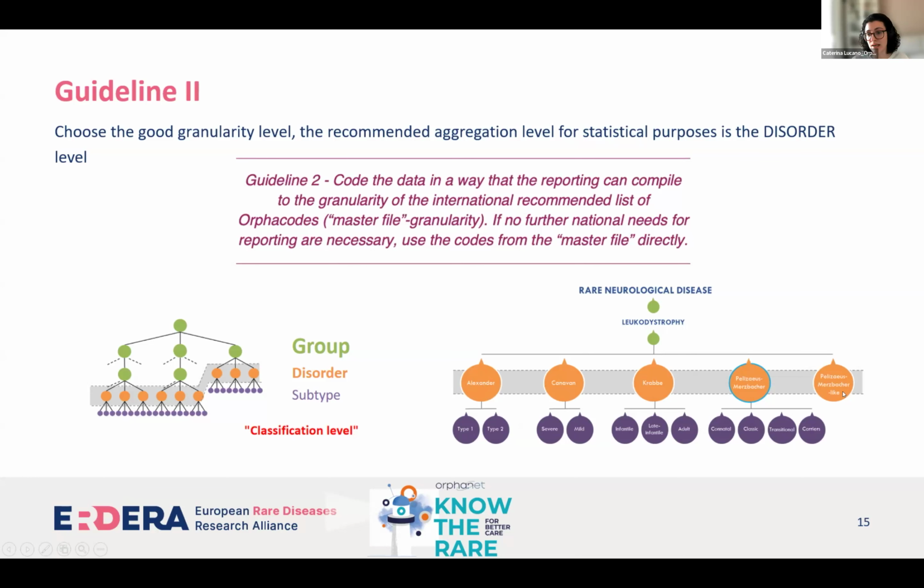If you code at disorder level or a subtype level, while doing analysis you can always go up this arborescence and, for example, do broader analysis on leukodystrophies or rare neurological diseases. While if you code at a level that is not appropriate, for example leukodystrophy here, the group level, then you can never go back and have the precision level you need for doing finer analysis, for example on Alexander disease or on Canavan disease. So really choose the correct level of granularity.